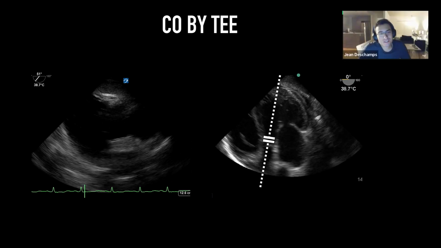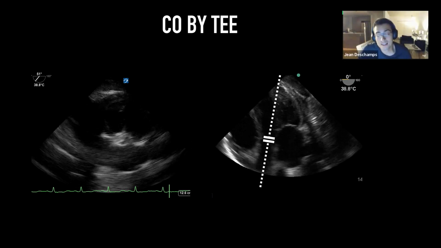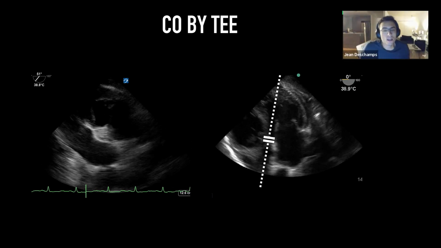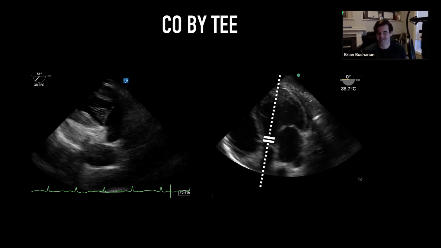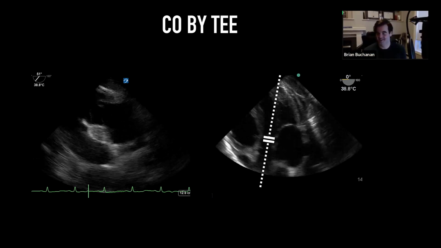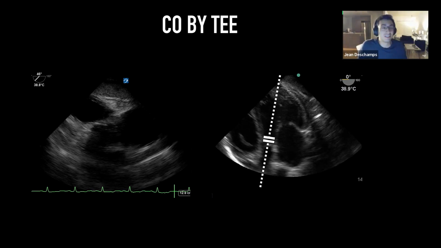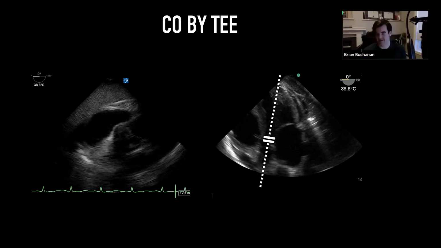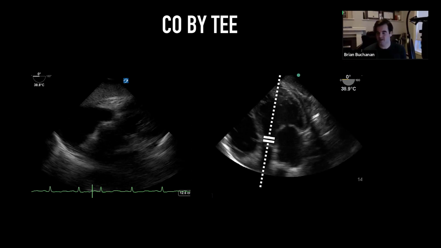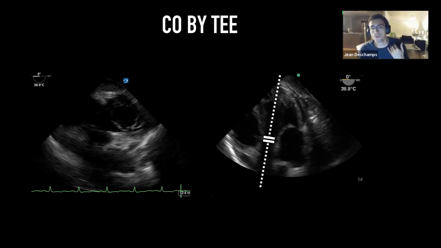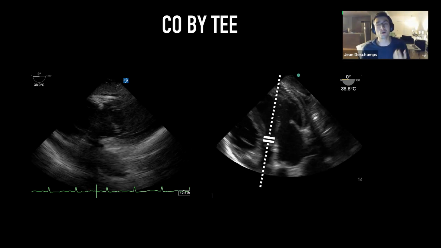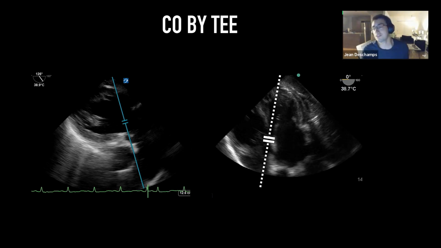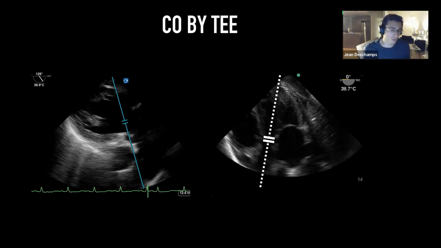I would argue that sometimes the view on the left, the transgastric, is a bit easier to get. And my final argument is that it's actually easier by TTE in a lot of patients to get the proper angle and alignment for your VTI. So use your TE probe if you have difficult views, but if you have good views, don't drop a TE probe down to get a VTI. You're going to be so sorely disappointed.